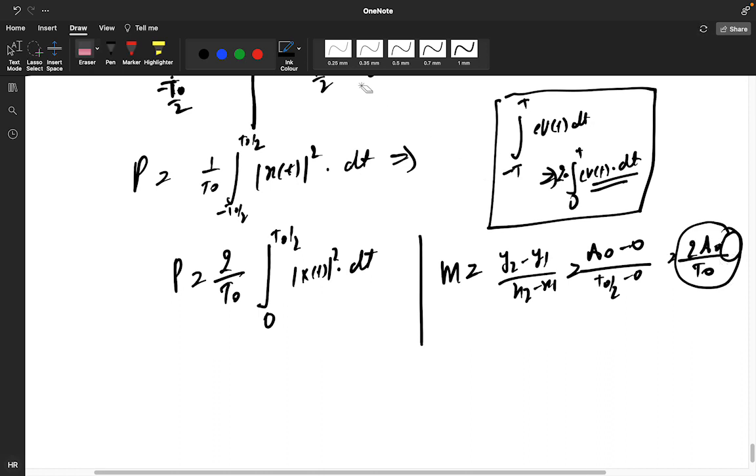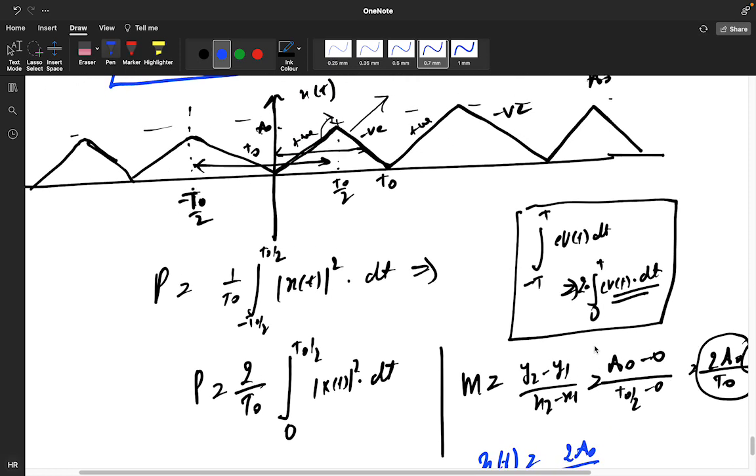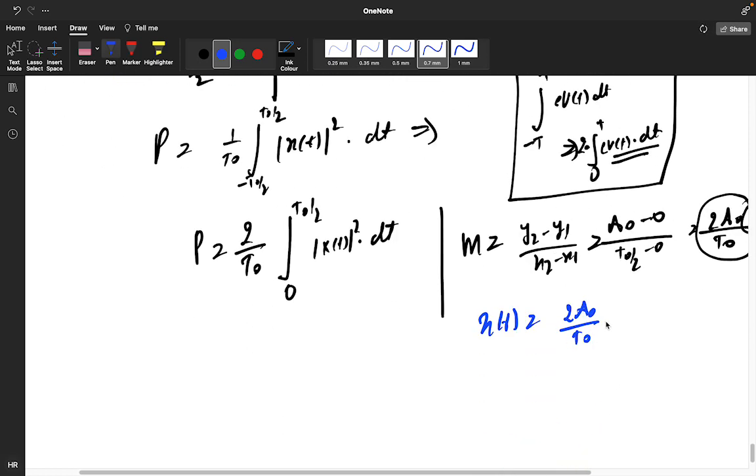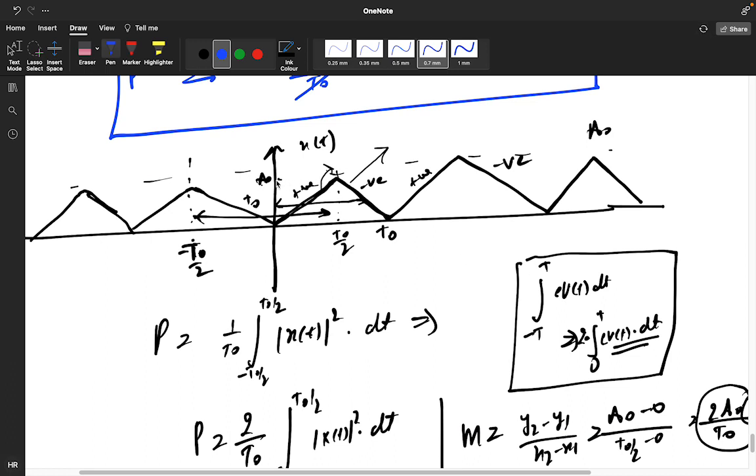But if I want to put it in equation form, what will I write? This is your x of t. So x of t will be m, I got 2 a naught by t naught, into x, where y equals mx plus c. So here x is t, and c I got as 0, because it's cutting at the origin on this axis.